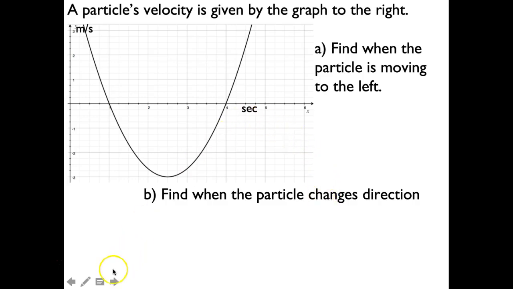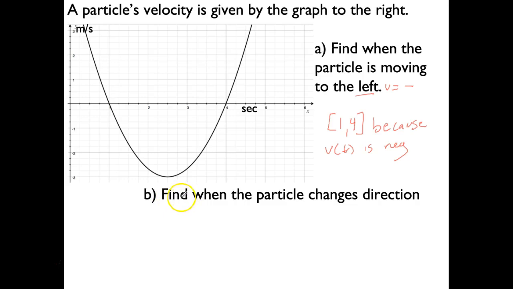First of all, let's ask some questions about the graph just to get you acquainted with it. This is a particle's velocity, and it's given by the graph below. The y-axis represents velocity, the x-axis represents time. Find when the particle is moving to the left. Well, we determined something's moving to the left if the velocity is negative, right? That would be whenever it's below the x-axis, from 1 to 4. So we can say it is moving to the left from 1 to 4 because velocity is negative, right?